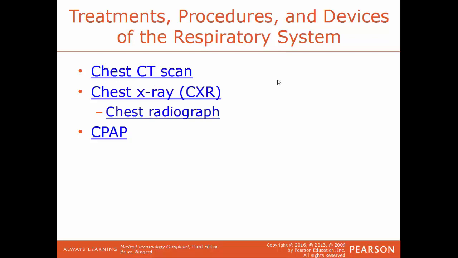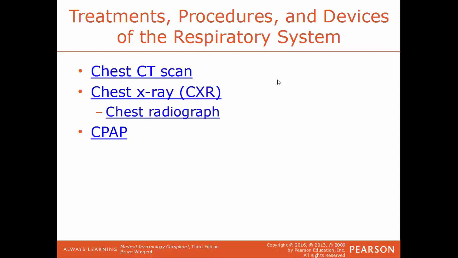CT scan is more commonly known as a CAT scan. So this is receiving a CAT scan of the chest. A CAT scan offers much more detailed, much more vivid images than a normal X-ray would. That leads us to our next term, a CXR, which is just the abbreviation for a chest X-ray, also known as a chest radiograph. And next one here, CPAP.